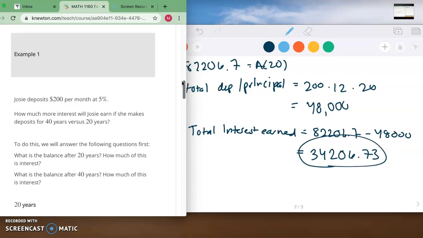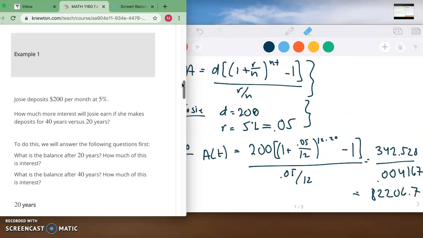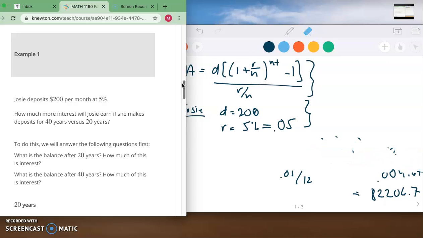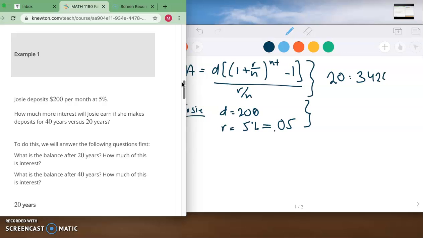Now let's see what happens after 40 years. So let's go ahead back over here. Let's just remember that number. We're going to come back over here, erase everything for the 20, and go look at 40. We're going to write that number up there just so we've got it. So for 20 years, she will make 34,206.73. Okay. So now let's look at 40 years.